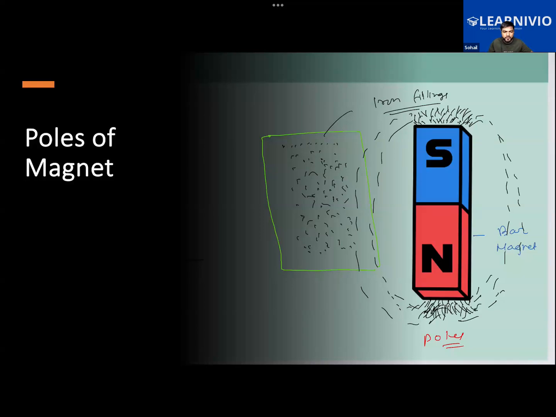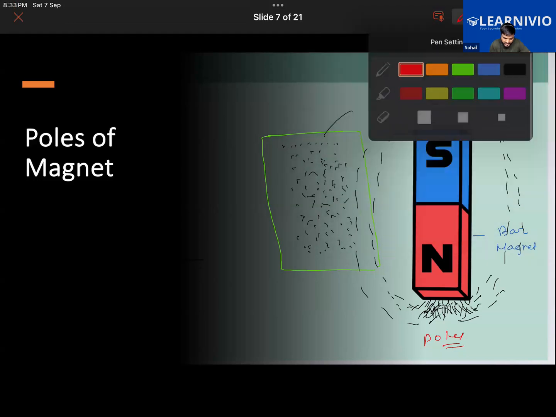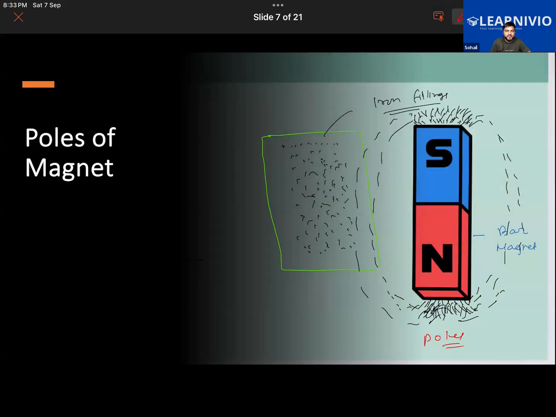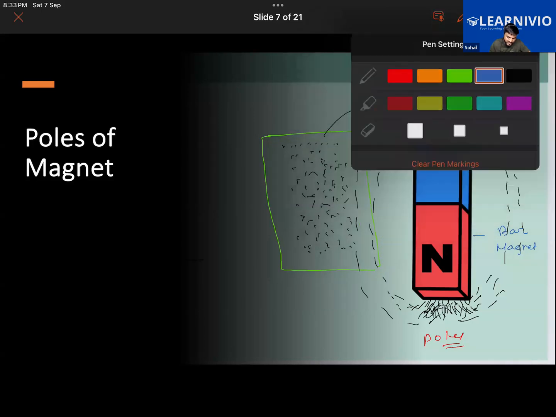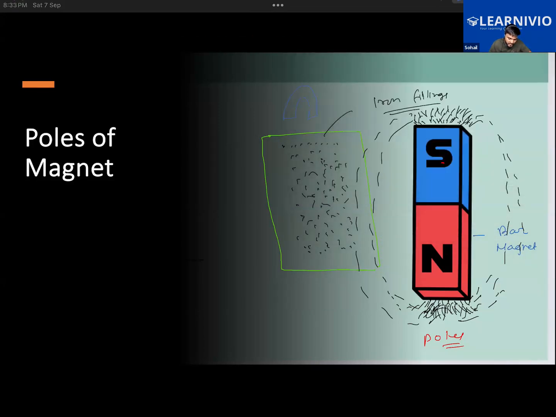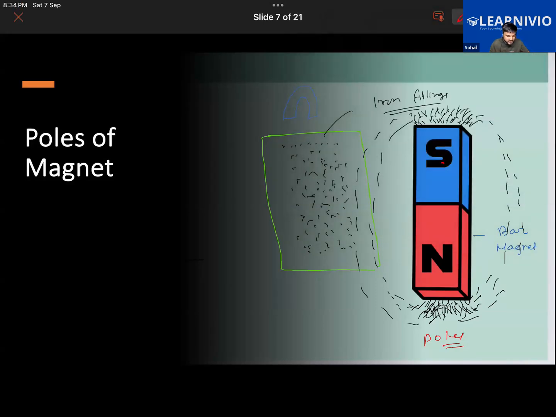So talking about the poles of a magnet. We learned in the previous class that there's a very interesting property about magnets when we try to attract iron filings to a magnet, like this bar-shaped magnet. Apart from this bar magnet, we can take a horseshoe magnet also. What we'll be observing is that the iron filings will always be accumulating at the ends of the magnet.